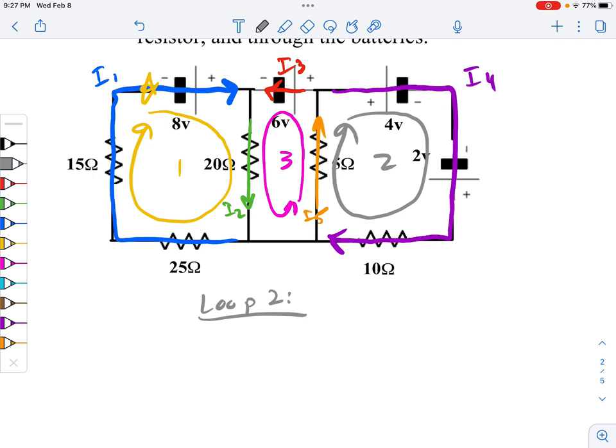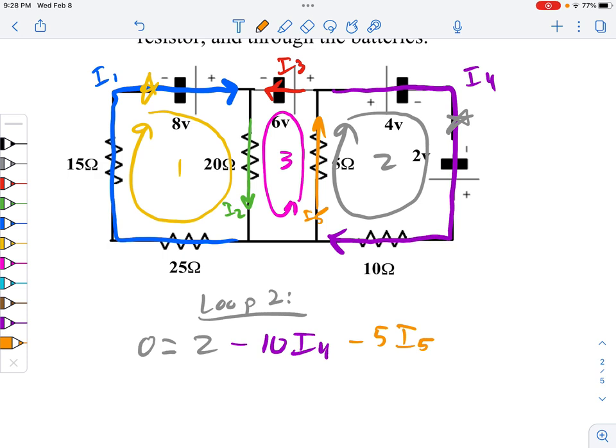All right, so let's see. Where should we start here? Let's start over here. So we've got 2 volts, and we're along the purple track. So what do we have here? Minus 10, what do I call that? I4. And then it's I5 going through that 5 ohms, so minus 5 I5. Then we hit the 4 volt.